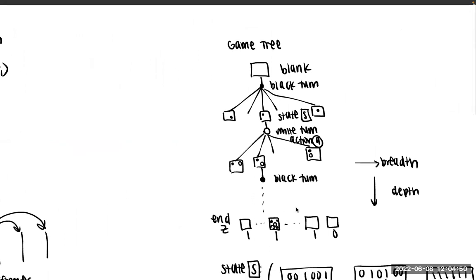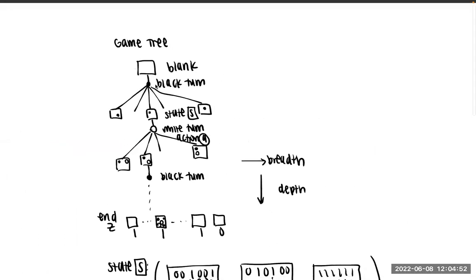So the game tree is like you start from the blank board. And then if it is the turn of the black player, the black player can place the black stone in different positions. Each position corresponds to an action, and each action leads you to a new state. That's called the state. We use S to denote state.